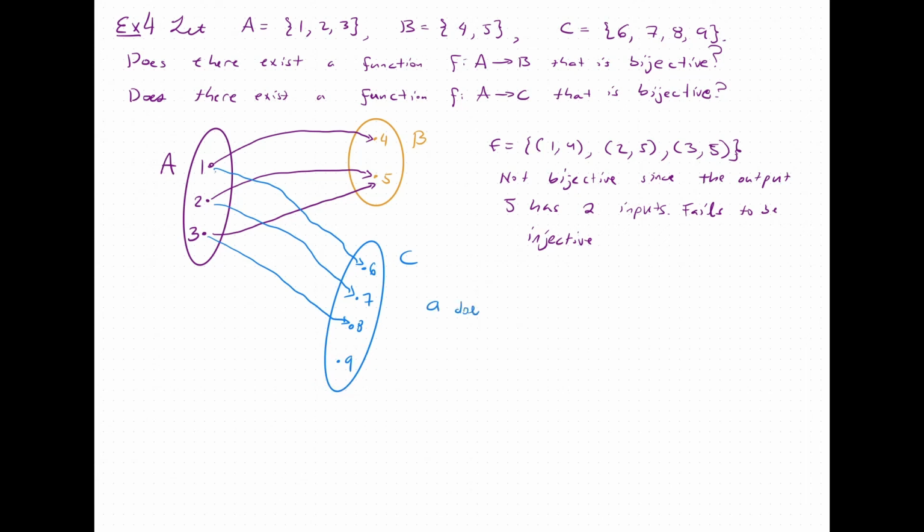9 does not have an input mapping to it. So this function is not surjective. So what is going on? We have seen that there is no function that is bijective by looking at this example and extrapolating from that.